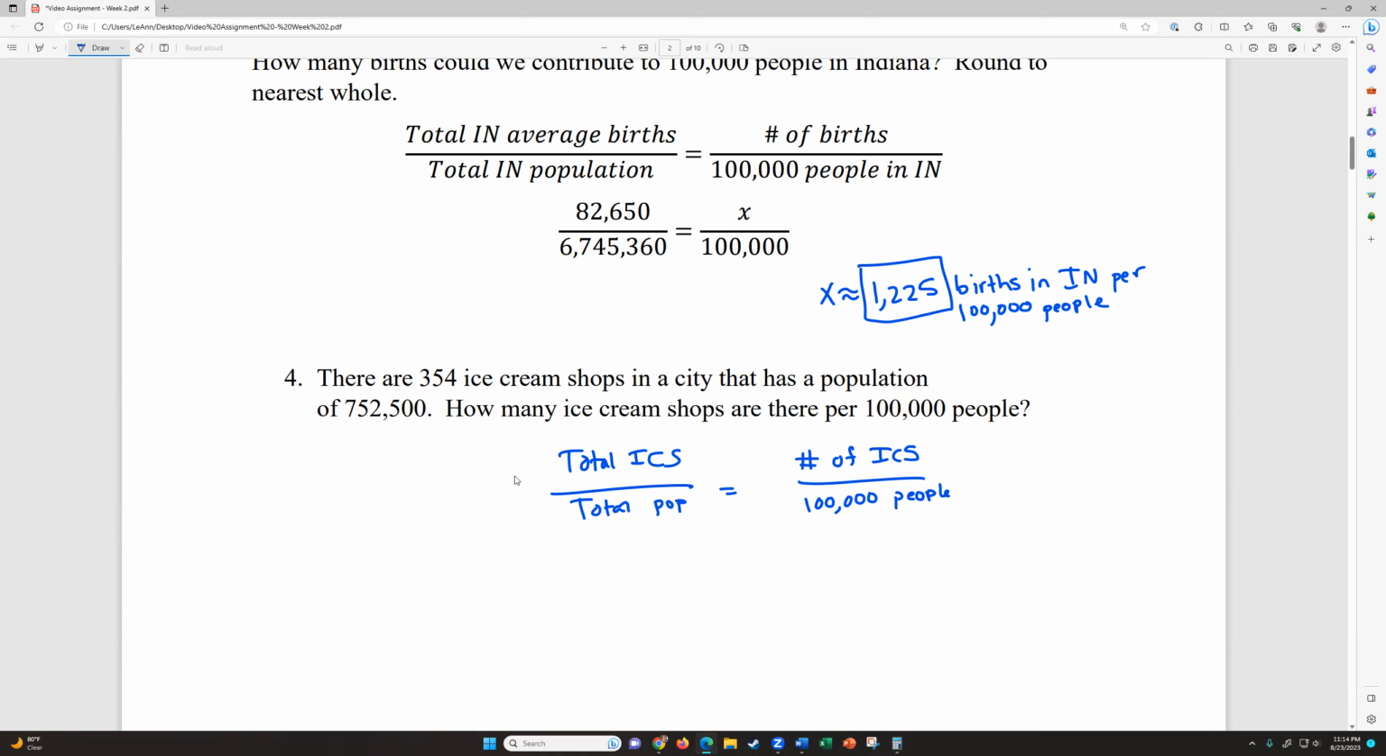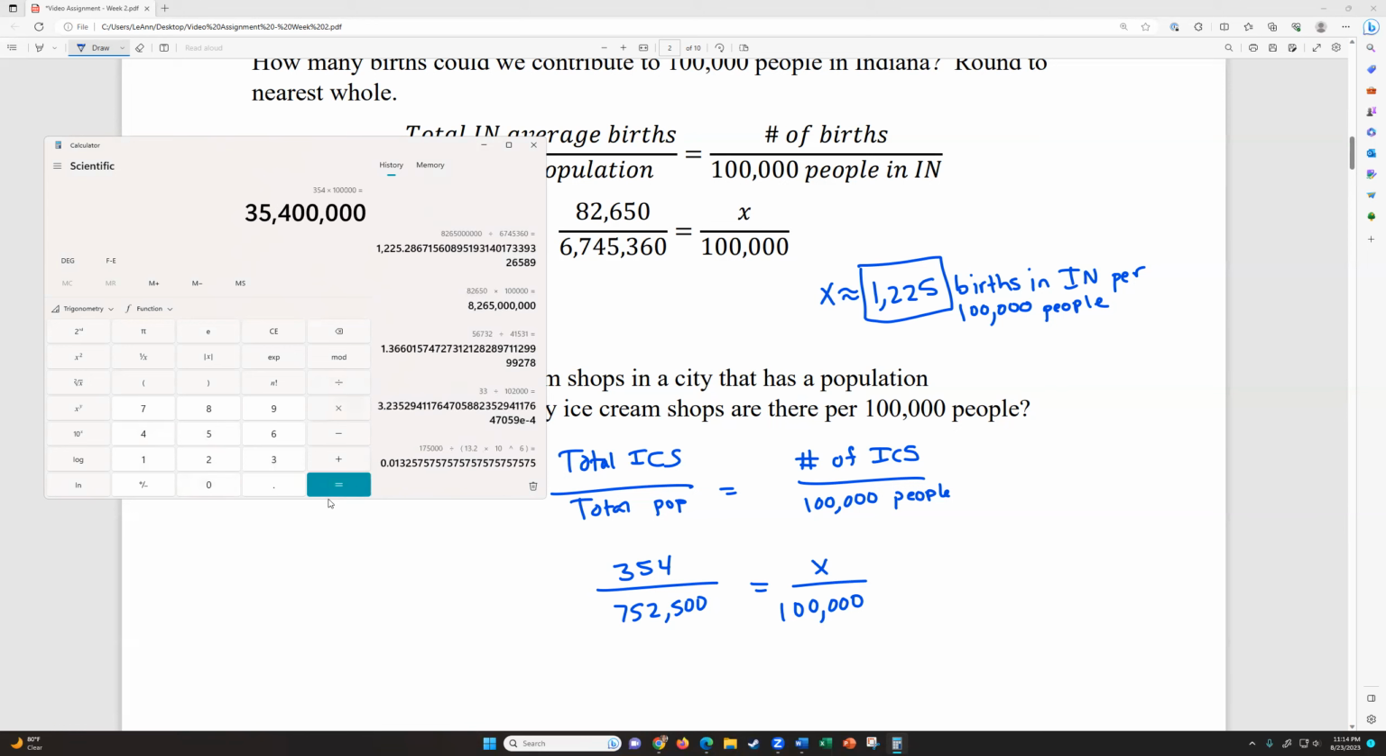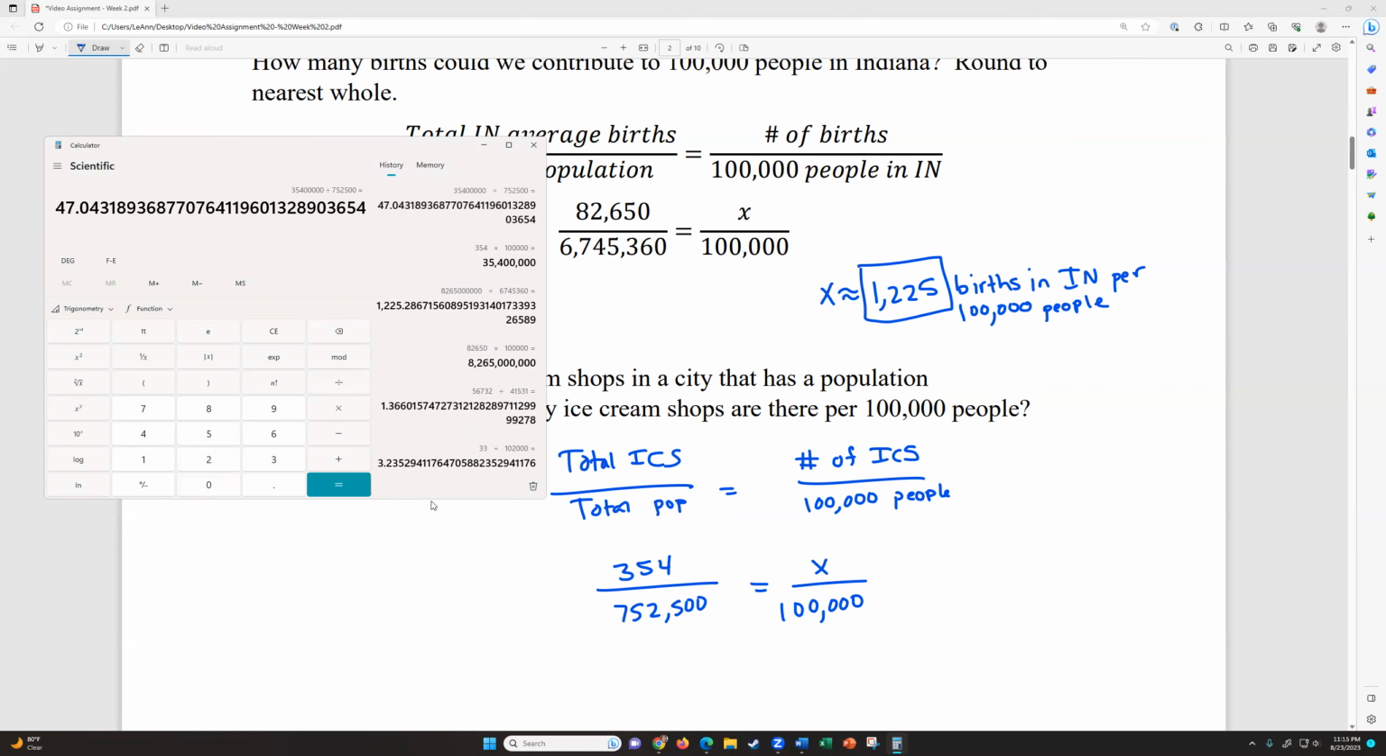Okay, so 354 over 752,500 equals x over 100,000. Go ahead and cross multiply the diagonal where we have the two numbers. So 354 times 100,000. And then divide that by the value that was connected to x when we cross multiply, 752,500. And we're going to round.